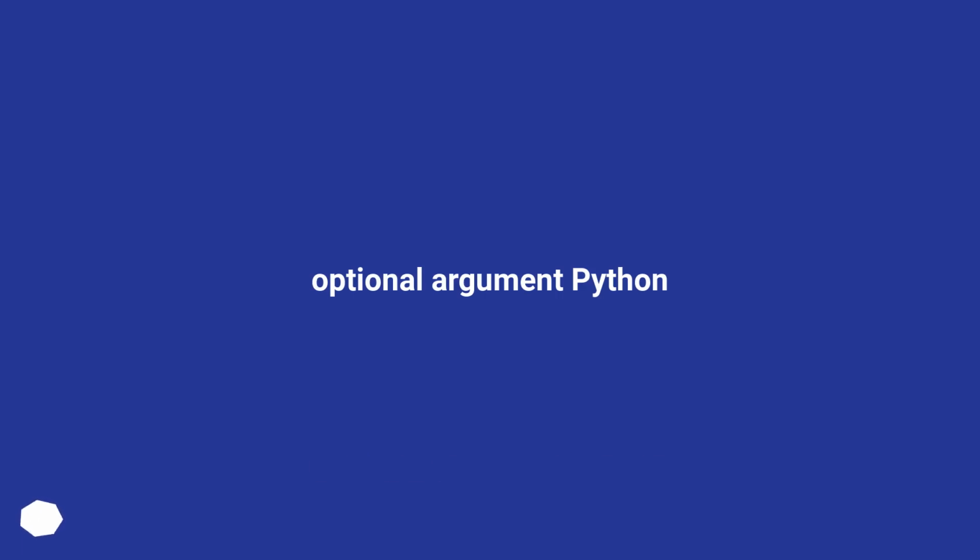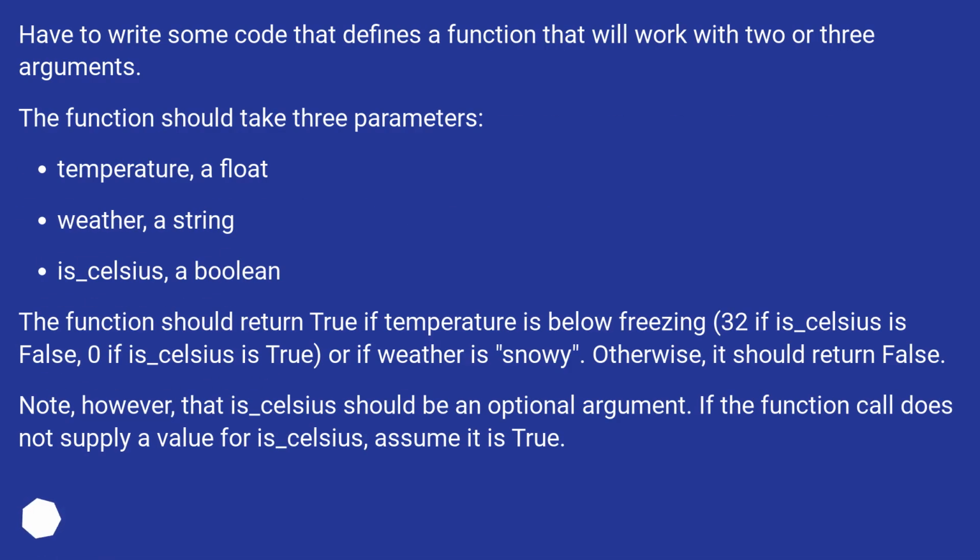Optional argument Python. I have to write some code that defines a function that will work with 2 or 3 arguments. The function should take 3 parameters: temperature, a float; weather, a string; is_celsius, a boolean.